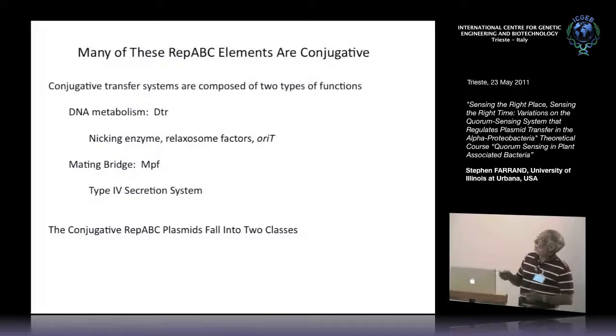Okay, so many of these Rep-ABC elements are conjugative. They can transfer from one bacterium to another. The conjugative transfer systems in the gram-negative bacteria are generally composed of two types of functions.